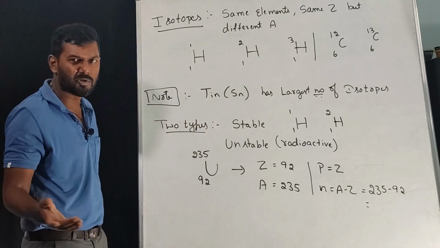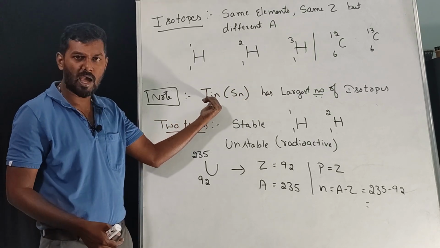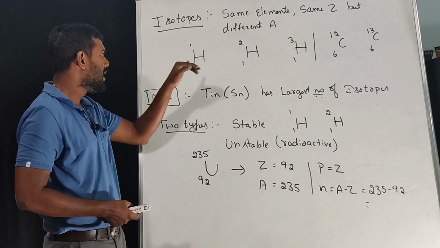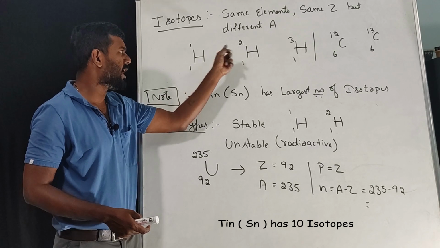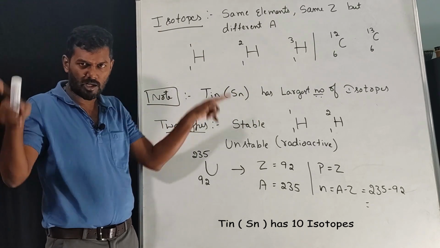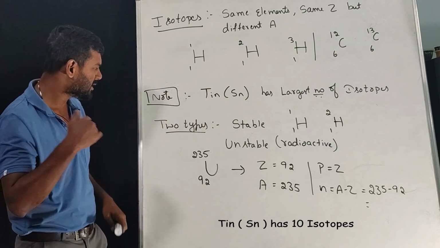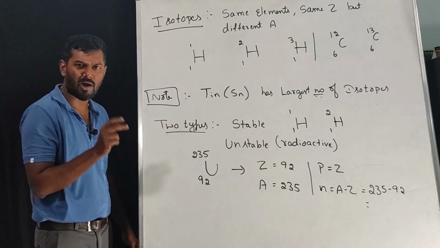In the textbook they haven't mentioned how many isotopes tin has, but keep one thing in mind, hydrogen, see hydrogen, how many isotopes? 1, 2, 3. But tin in the periodic table has the largest number of isotopes. Keep that in mind. Next, there are two types of isotopes.